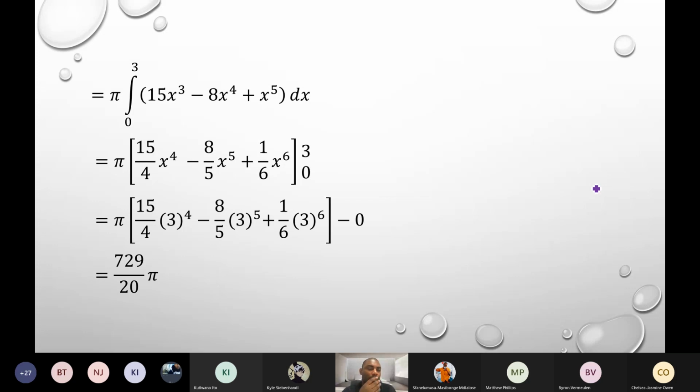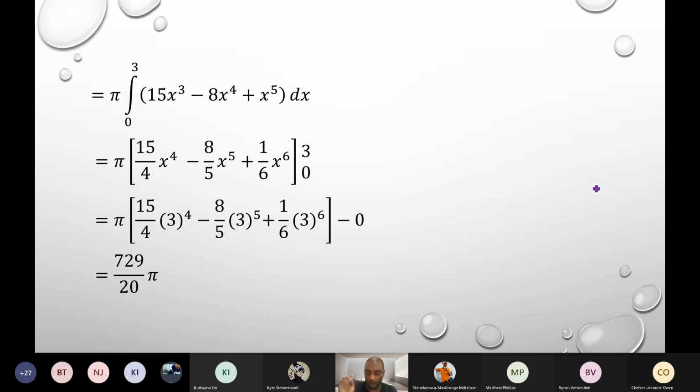Okay, so when we get the integration, we get our answer 729 over 20 pi. I prefer to leave my answers in terms of pi most of the time. I just think it's more neat. That's me. I don't like to do the rounding off thing. But it doesn't matter however you do it. They'll be having both answers.